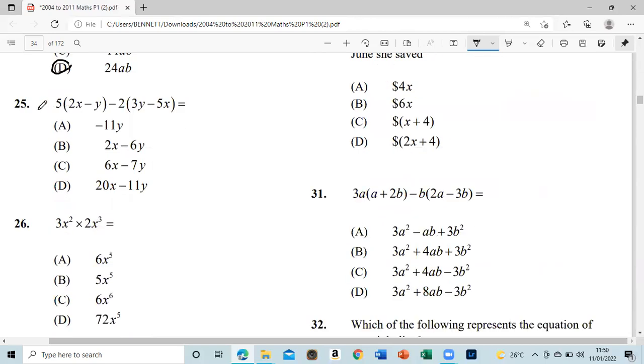This one says 5 times 2x minus y minus 2y, and we're supposed to simplify. So I could just remove the bracket. I'm just going to write it back, so 5 times 2x. I want you guys to get a clear understanding, especially persons who don't fully understand.